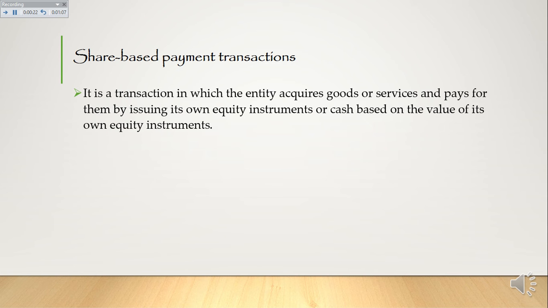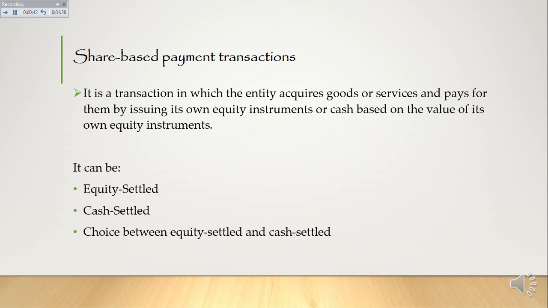So a company may decide to purchase goods or to pay an employee in either shares or share options, with some value to the employee or value to our supplier of the goods, and cash payment based on the share price. So a share-based payment transaction can be equity settled. Pagka equity settled, there is a payment in shares or share options. Kapag naman cash settled, it is based on the share price. And lastly, it is a choice between equity settled and cash settled.